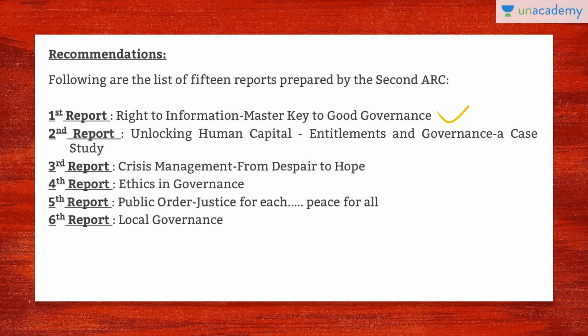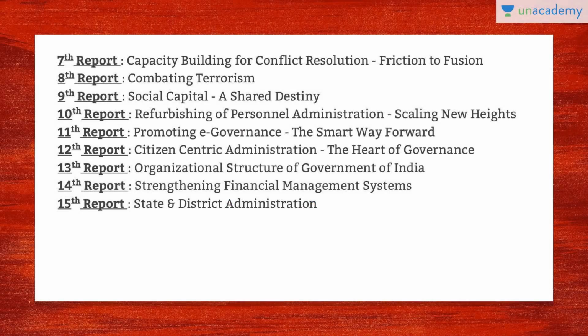It is important. All these 15 reports, some are very important, especially the fourth report, ethics in governance. Second report is unlocking the human capital, entitlements and governance. Third is crisis management, from despair to hope. Fifth is public order, justice for each. Sixth is local governance. Then seventh is capacity building for conflict resolution. Eighth is combating terrorism. Ninth is social capital. 10th is refurbishing of personnel administration.